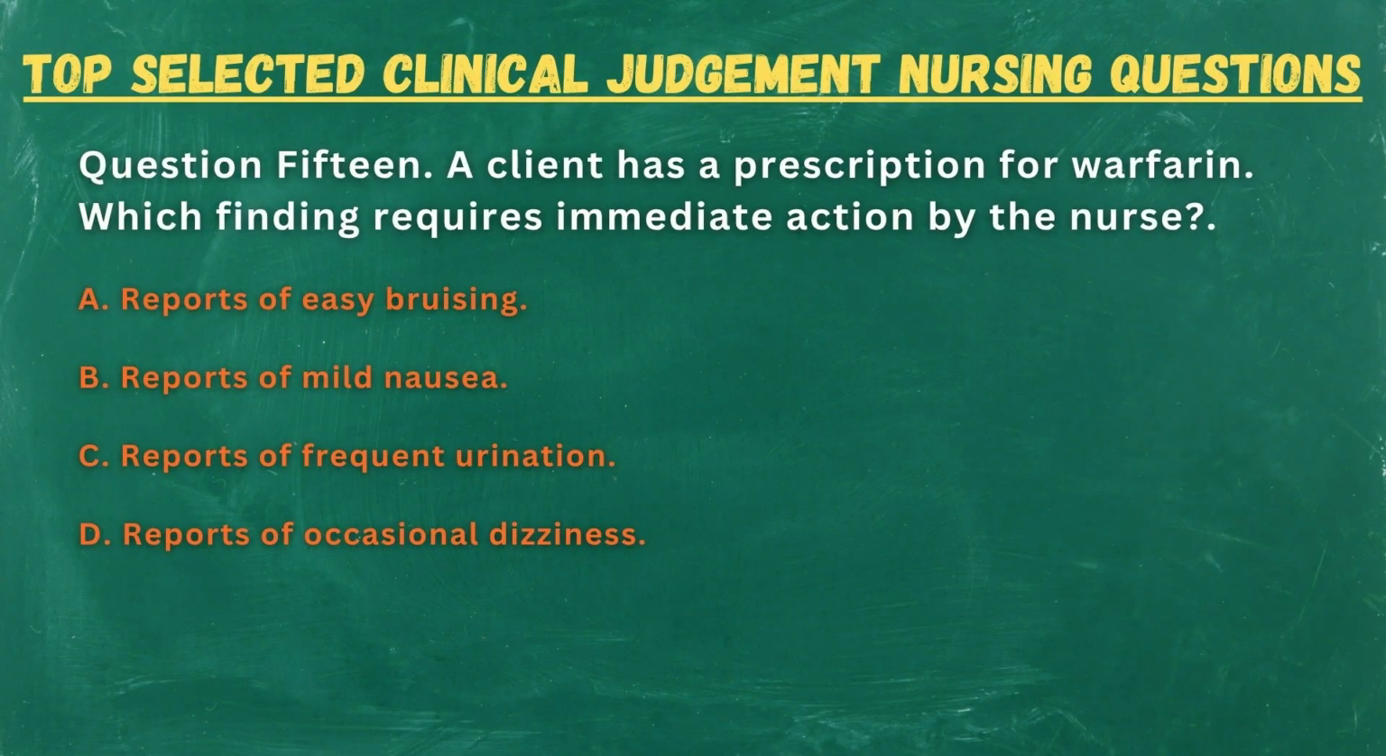Question 15. A client has a prescription for warfarin. Which finding requires immediate action by the nurse? A. Reports of easy bruising. B. Reports of mild nausea. C. Reports of frequent urination. D. Reports of occasional dizziness. Answer. A. Reports of easy bruising.